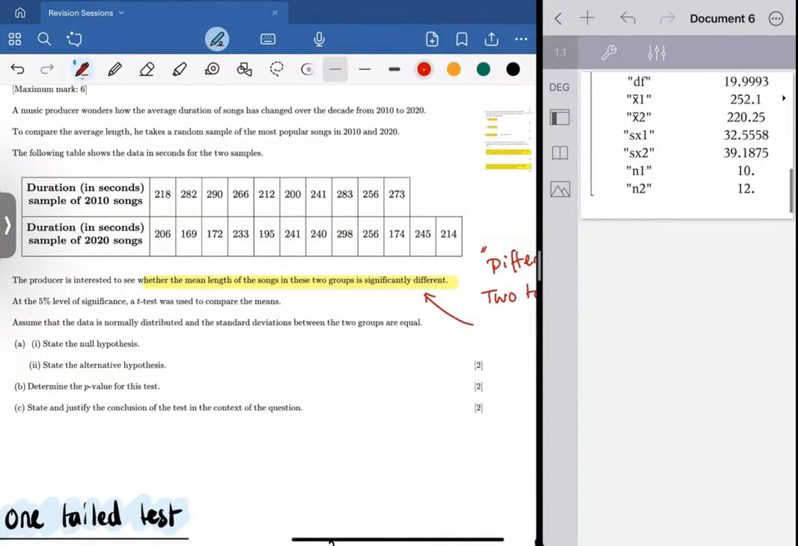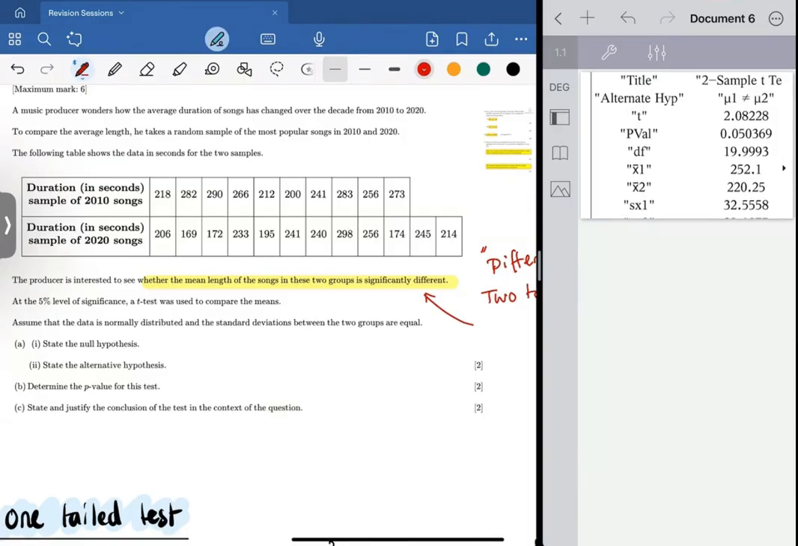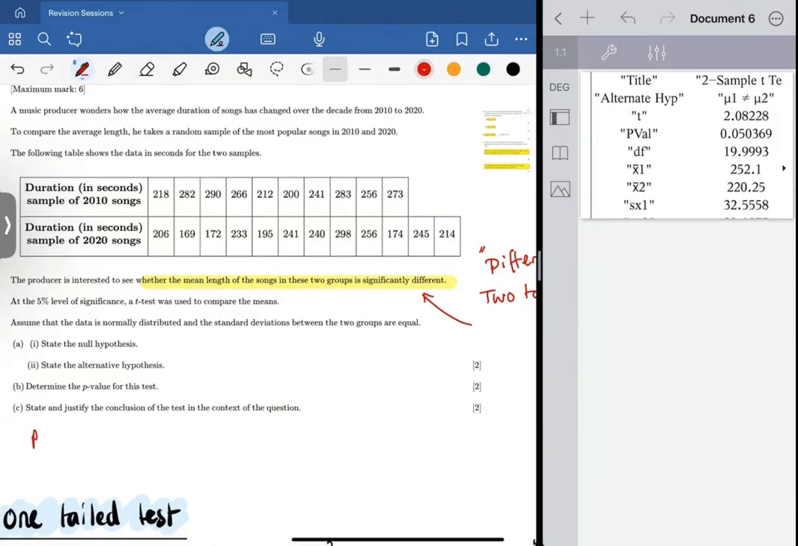All right, and it's going to return our results. So we are specifically looking for the p-value here. So I'm going to write this down. The p-value is 0.0504 to three significant figures.